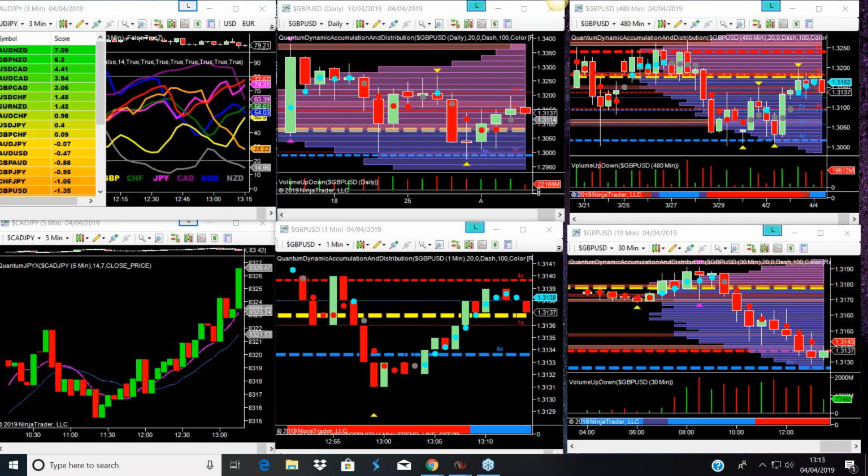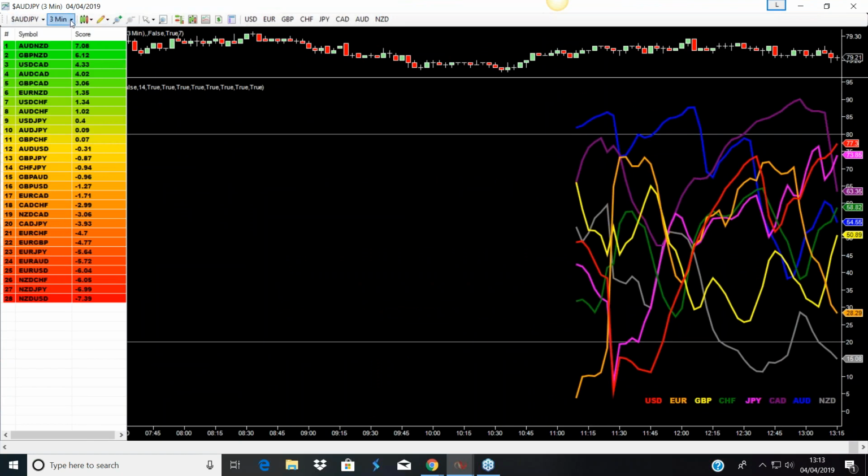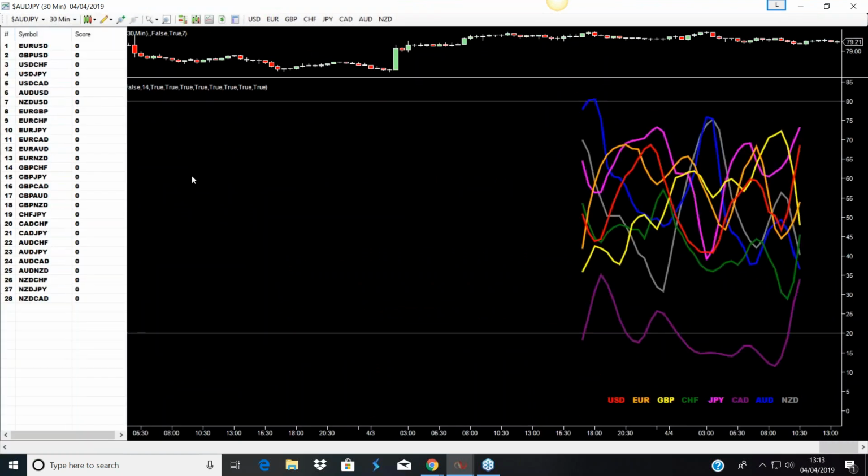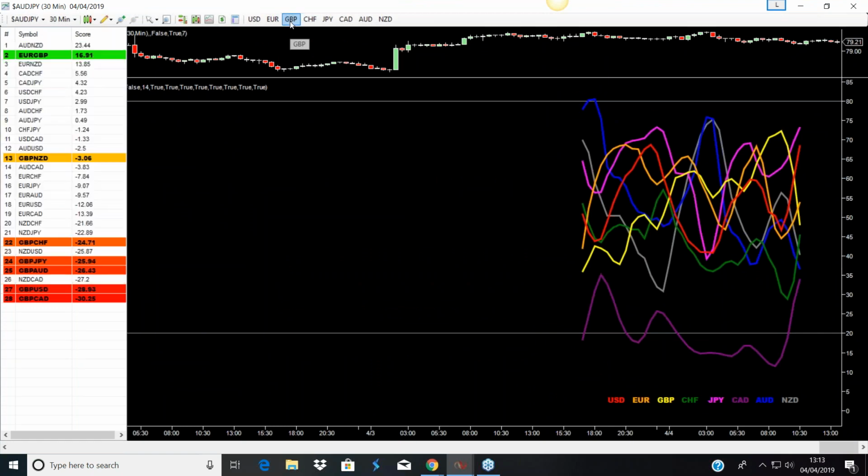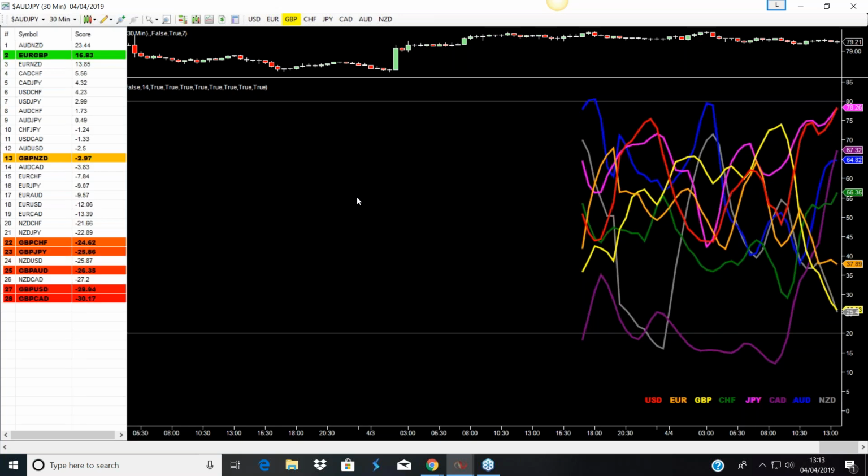I just wanted to pop back to the 30-minute on the CSI. It was the matrix, particularly on the Canadian. Yeah, that was it. I just wanted to highlight this because it really is a super example of what you're seeing between the currency strength indicator and the currency, and really how that's reflected on the matrix.